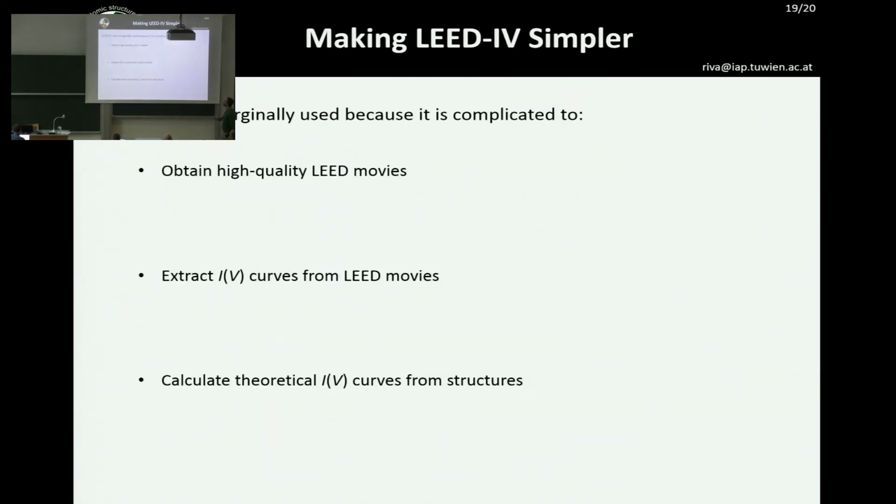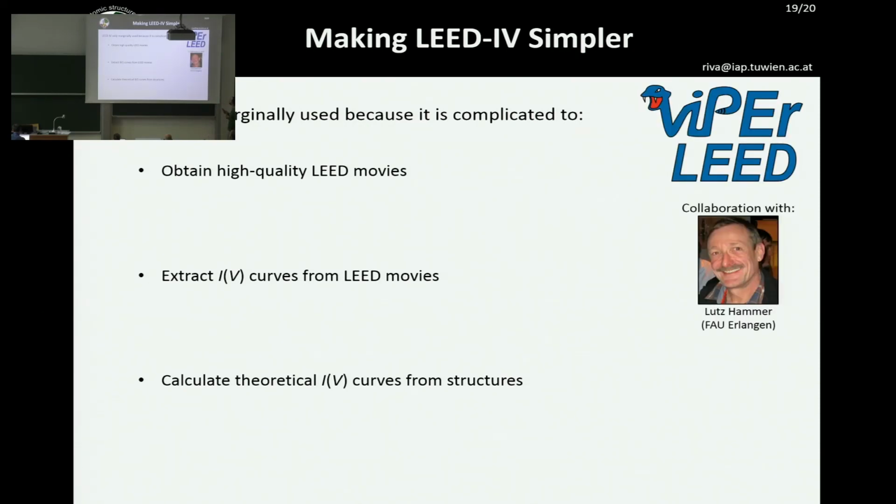So the reason why people are not using it is because it's a nightmare to do from all points of view, from getting good data to extracting the IV curves from your data to actually calculating your curves. And we have been working for the last 2 years together with Lutz Hammer in Erlangen to build Viper LEED and to help people try and do this more often, so that hopefully in the future we also have a larger user base, more data, and we can improve our understanding of surfaces.